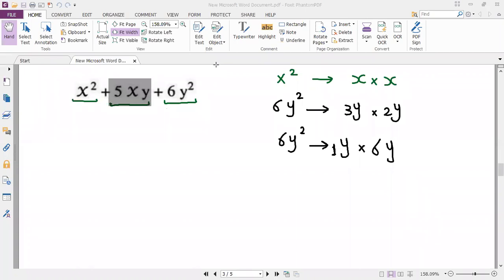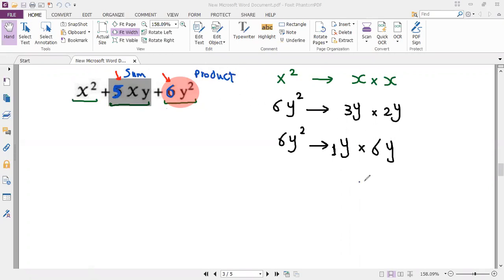5xy. So I want to get two numbers, their product 6, and their sum is 5. So I want to focus only on 6 and 5. Here, 6, and here, 5. What is this 6? This 6 is the product of the two numbers, and 5 is the sum. So I want to get two numbers, their product 6 and their sum 5.